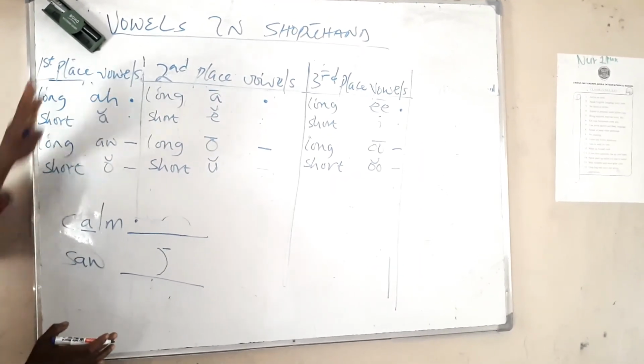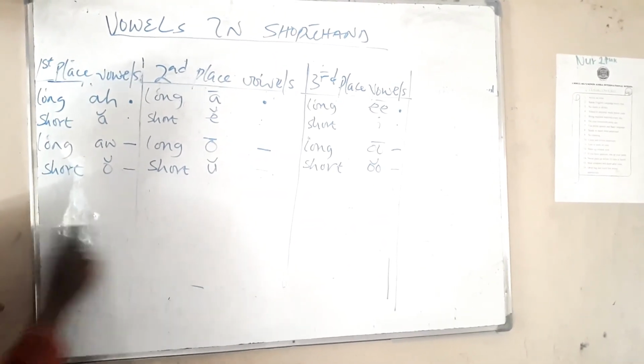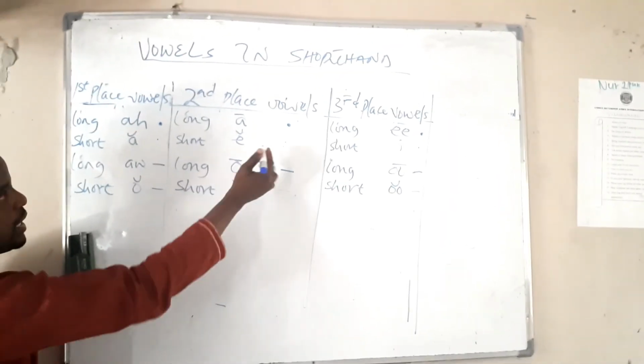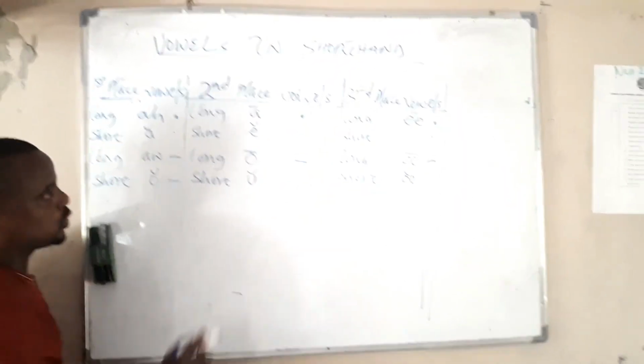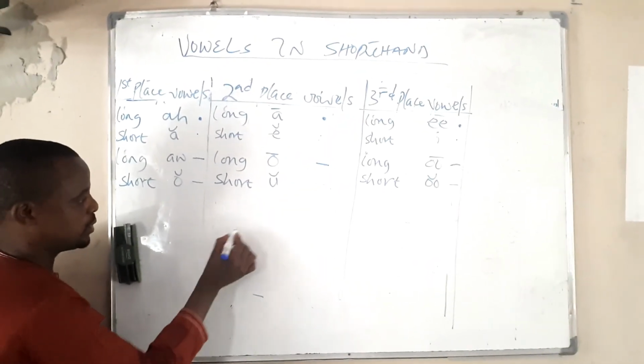Then we have the rest of the examples. Let us give an example of second place vowel. In second place vowel, we have long A, which is represented by a heavy dot. Let us give an example. We say girl.